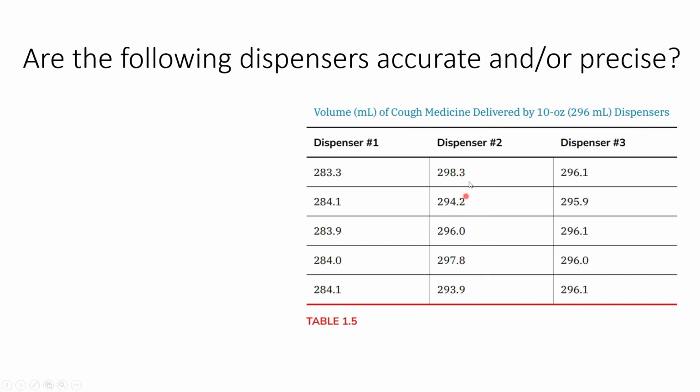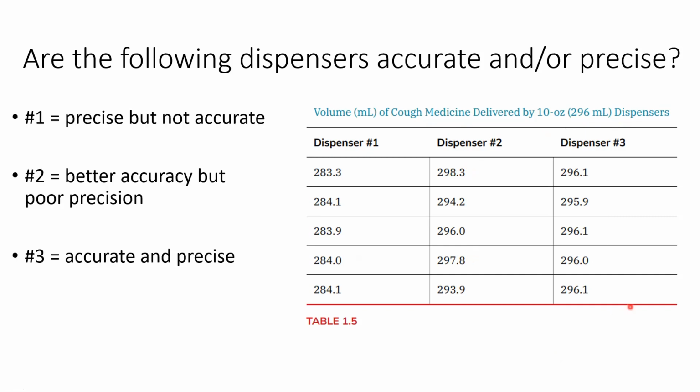Even just something as small as this, so a couple of milliliters out of almost 300, might not seem like a big deal, but that could have a huge impact on certain types of research. And depending on the medicine even, it could as well. So again, cough medicine, probably not that big of a deal to be off by like 1% basically. But in some cases that could have big impacts. And then number 3 is going to be accurate and precise, because all of those values are within 0.1 of what they're supposed to be.